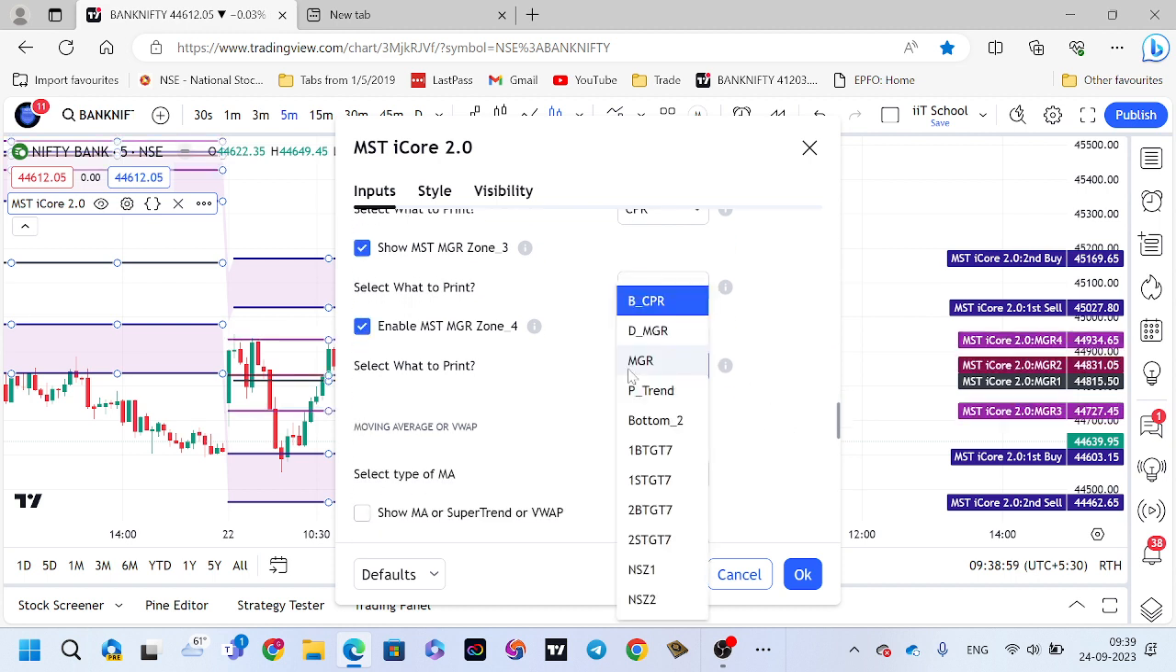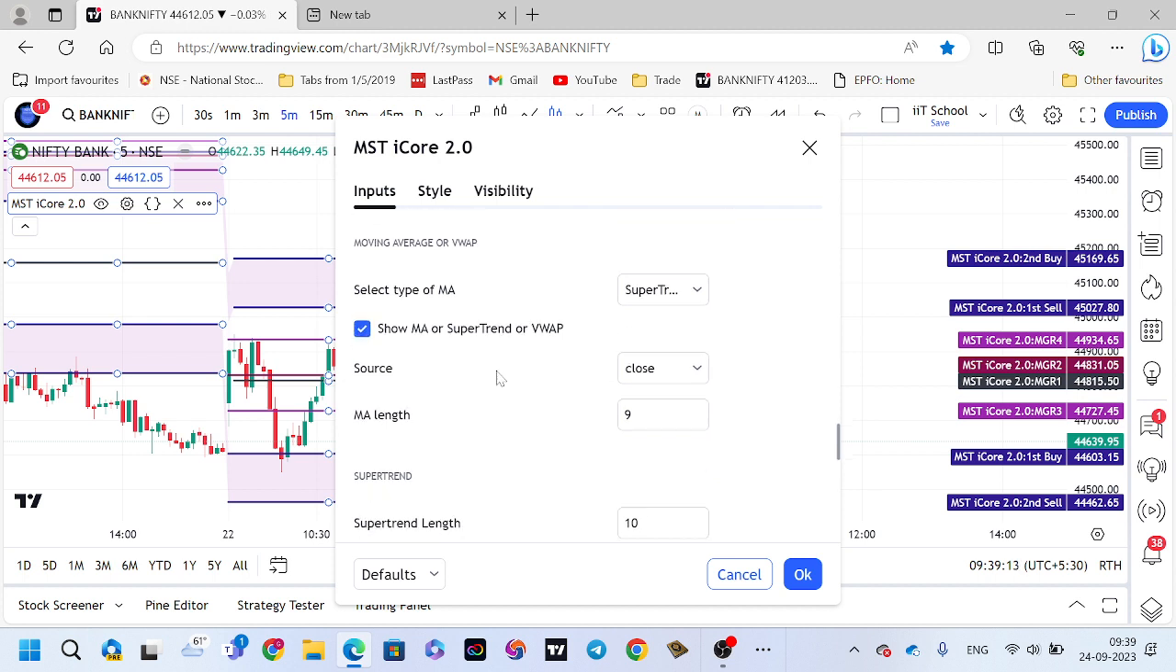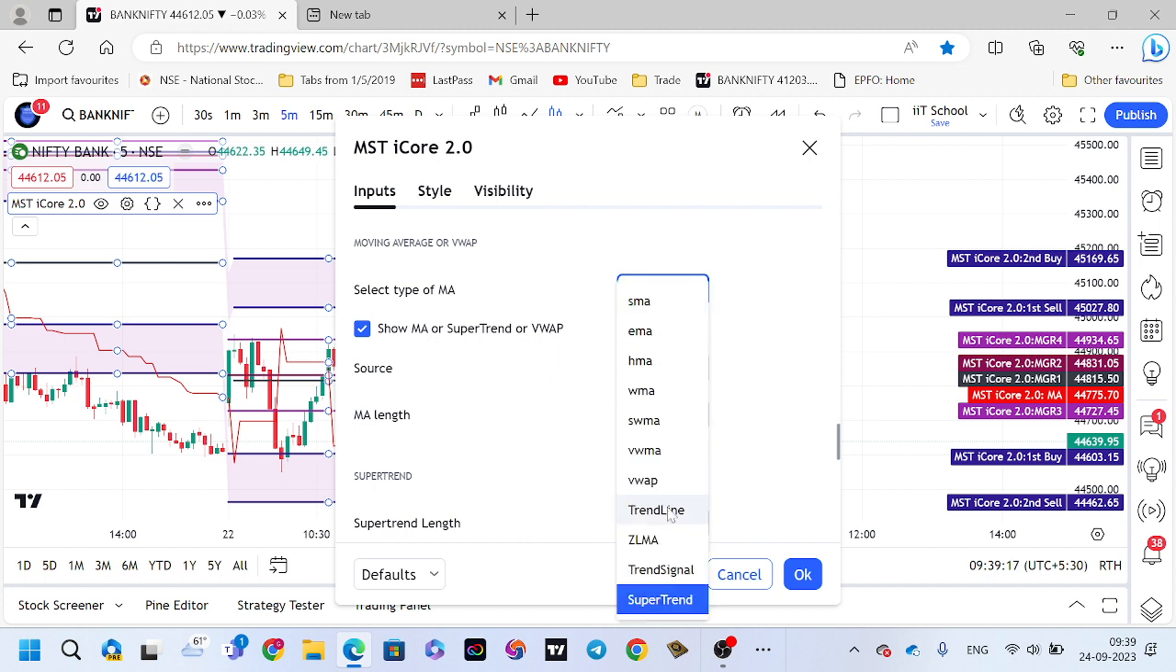Also I have given session high, low, close and all, and bottom, top, P trend, I trend also I have added, and dynamic zone targets also I have added. And here if you see the wonderful thing, I have added moving average as well as super trend also I have added. So due to the constraint of the space in the Pine script, I have made all the complicated program into a single program.